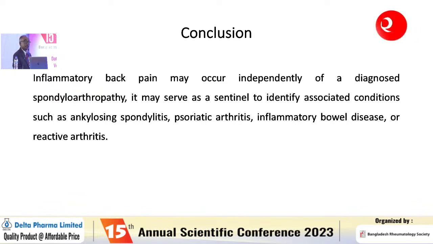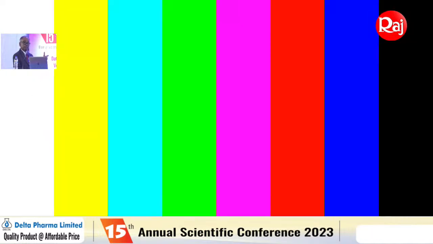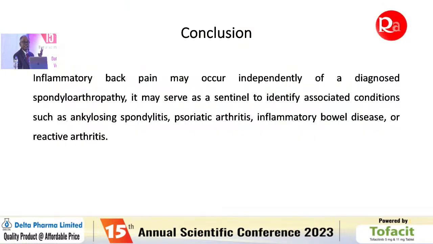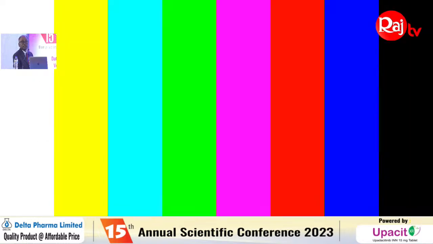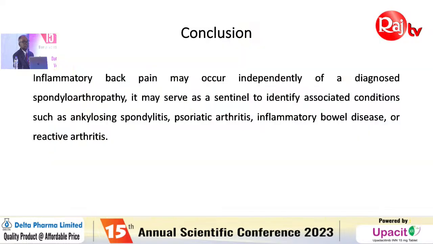spondyloarthritis, not even non-radiographic axial spondyloarthritis, because the fate of these inflammatory back pains can be of three types. One is spontaneous resolution over the course of time, another may be converted to axial or any other forms of spondyloarthritis, or it may be diagnosed as other than spondyloarthritis.